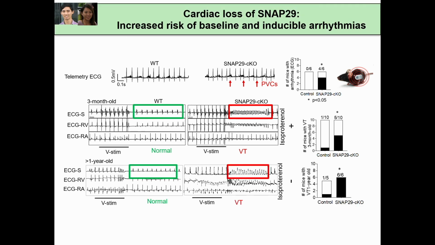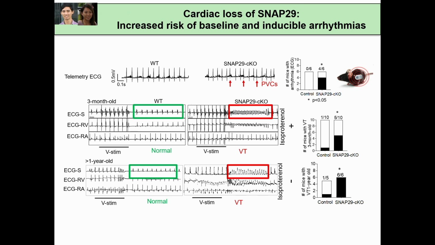But when we age these mice, we don't need isoproterenol anymore. In fact, all of these mice with V stimulation undergo electrical deficits associated with ventricular arrhythmias. So these mice really have an increased risk of baseline and inducible arrhythmias.